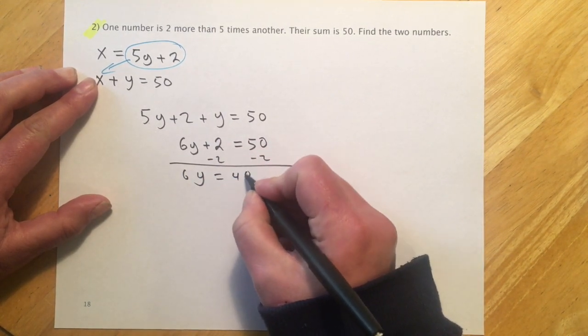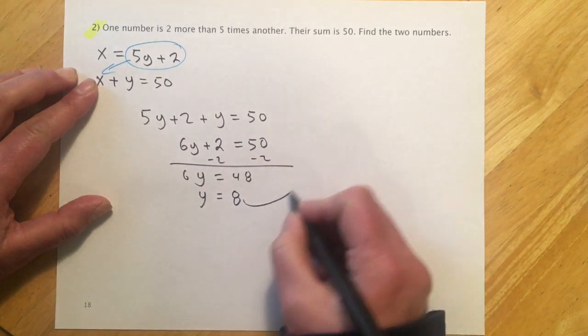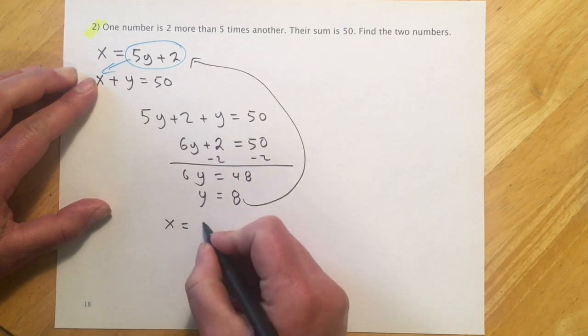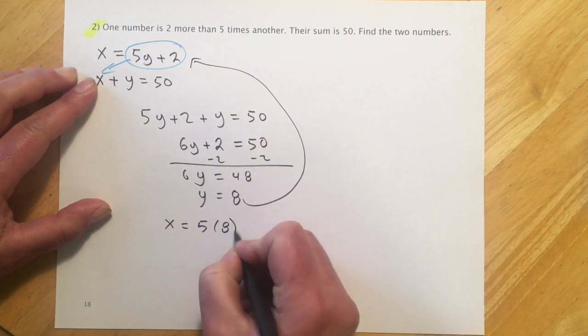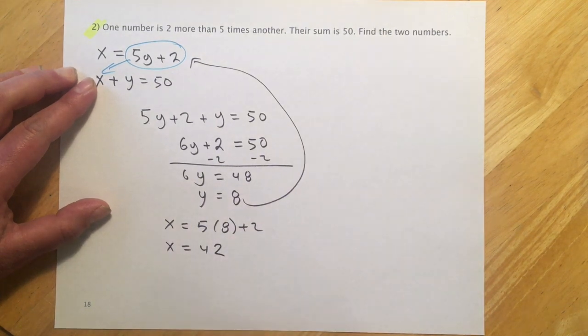6y equals 48. Divide the 6. We got y equals 8. And once we have that, I'm going to plug right back into there. So then x is going to equal 5 times 8 plus 2, or 42.